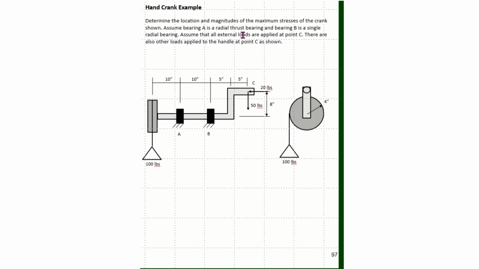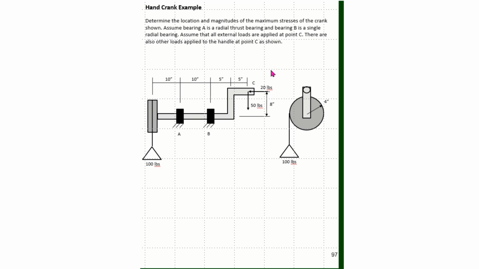Assume that all external loads are applied at point C. So all the hand loads to lift the 100-pound weight, and these extra loads of 20 pounds in the negative X direction and 50 pounds pointing down are also applied at point C.